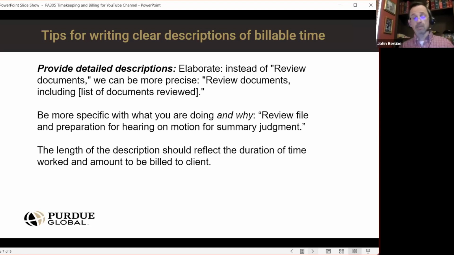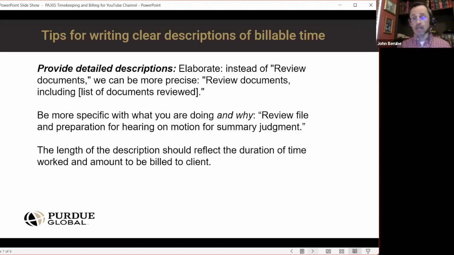As the final item indicates, the length of the description should reflect how much time we put into it, and therefore why it is that amount is being billed to the client. So if we're billing 2 or 3 hours, then the description should be robust enough to justify that time.